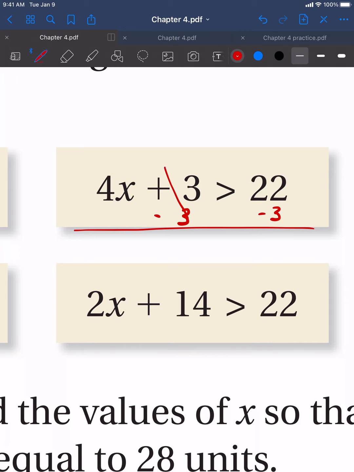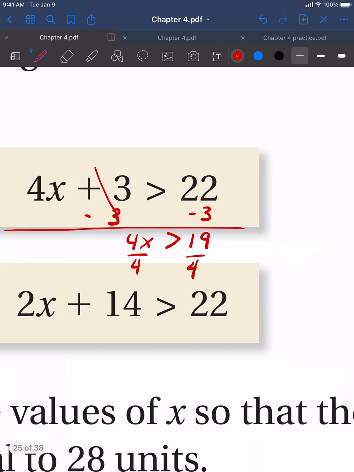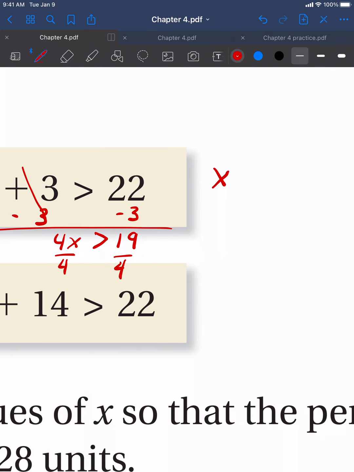What is 22 minus 3? 19. Rewrite everything. Ew, once again, this is not going to make a nice number, is it? That's okay. How do I get x by itself? Divide by 4, divide by 4. So I have x is greater than 19/4.